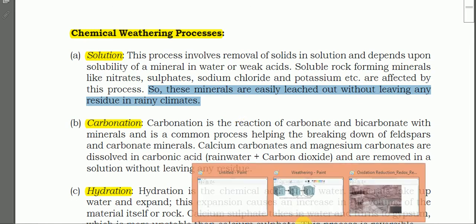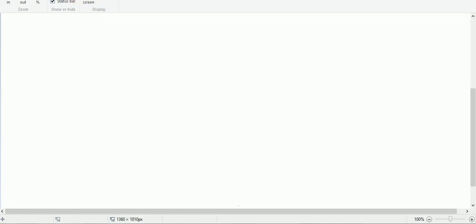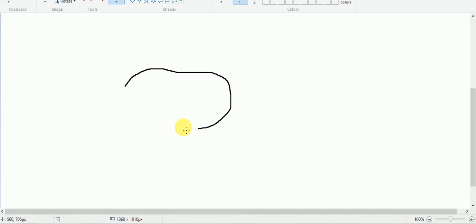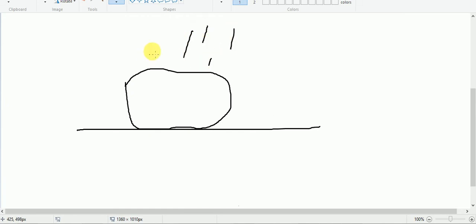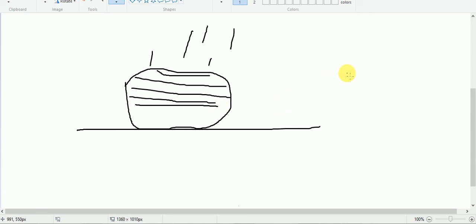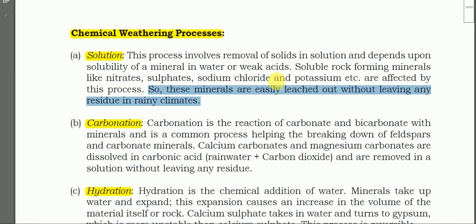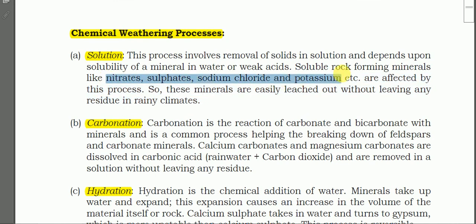See here, for example, this is a block of rock, and this is a soluble one. When there is rainfall, the rainwater will dissolve this big rock. It will remove the grains of the rock, and in that process the whole rock will be reduced. That is known as the solution process. The best example you may find in limestone rocks, as well as in these types of minerals.